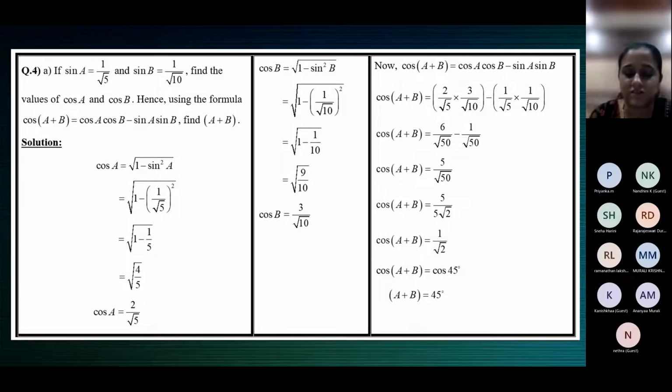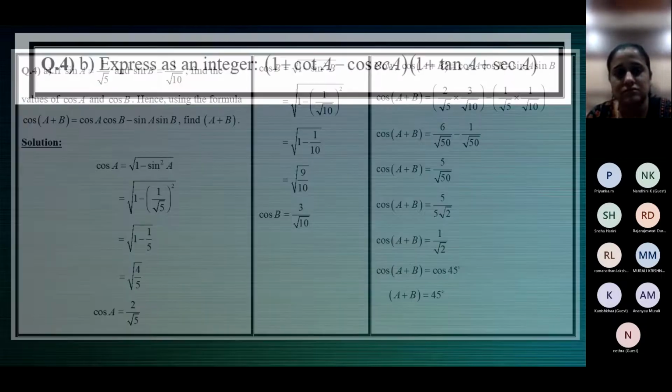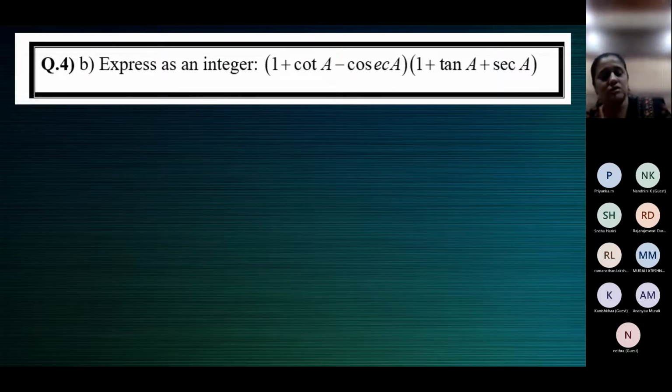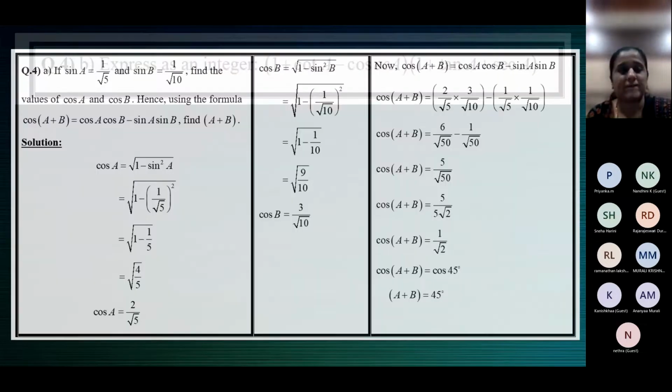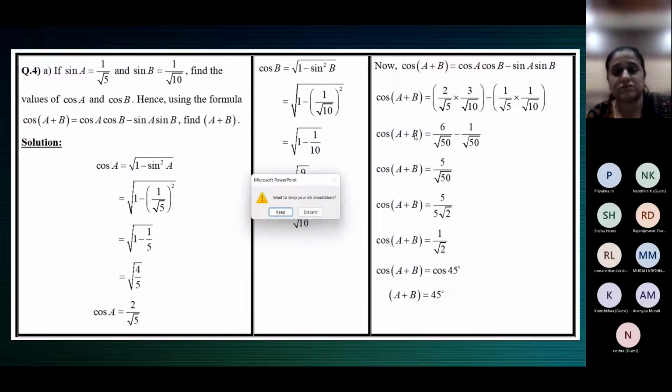You already have the screenshot. So if you have not completed, leave some place and complete it later. We'll not do this now because we haven't started identities, proving identities. So that's all in this presentation.